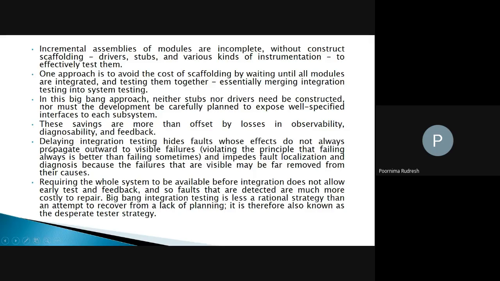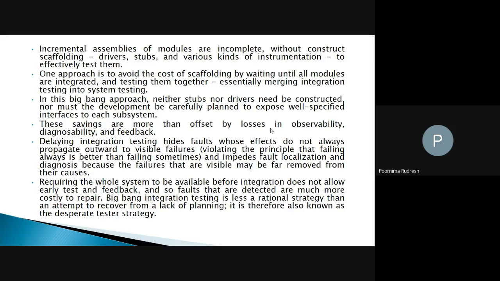So it's very difficult as a task, because defining the stubs or the drivers for each module is very difficult. And the savings are more than offset by losses in observability, diagnosability, and feedback. Because by using some techniques you are minimizing the cost, but that may lead to more failures, and then the purpose of saving is not served.